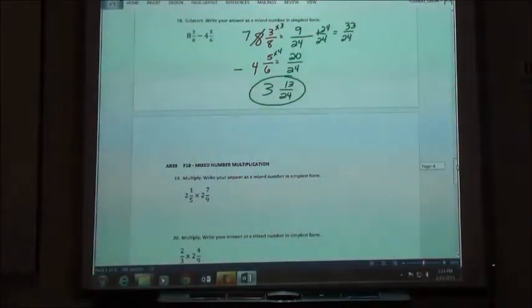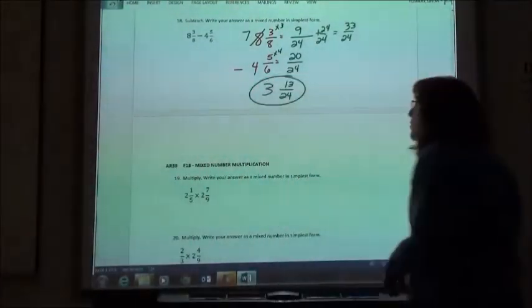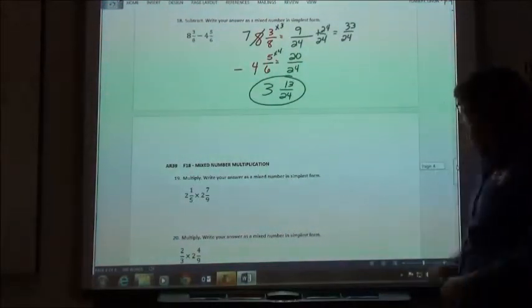Now, when we work with adding and subtracting of mixed numbers, we do it a whole different way than when we do multiplying and dividing mixed numbers.